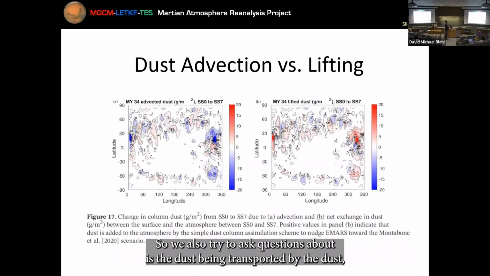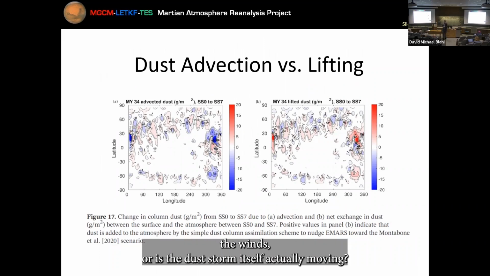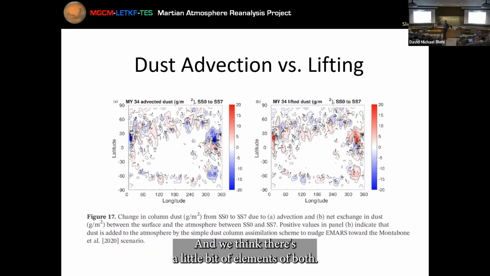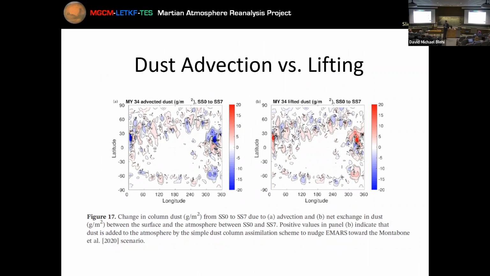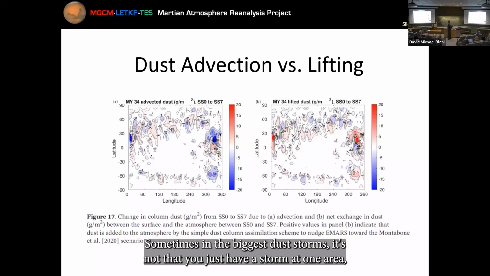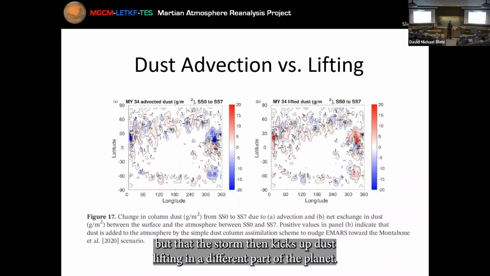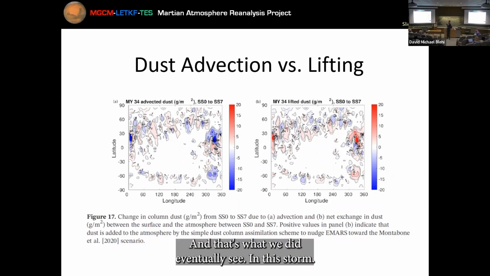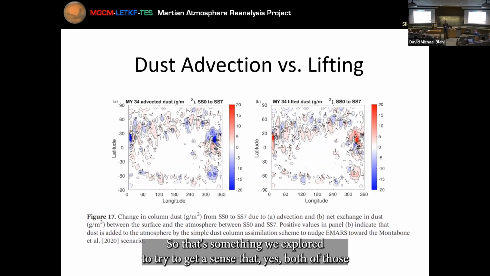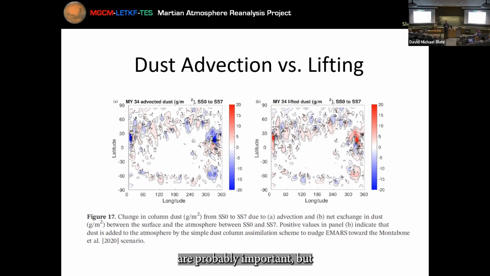So we also tried to ask questions about, is the dust being transported by the winds, or is the dust storm itself actually moving? And we think there's a little bit of elements of both. Sometimes in the biggest dust storms, it's not that you just have a storm at one area, but that the storm then kicks off dust lifting in a different part of the planet, right? And that's what we did eventually see in this storm. So that's something we explored to try to get a sense that, yes, both of those are probably important.